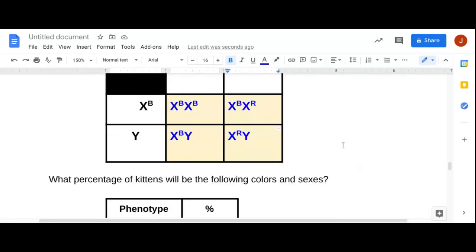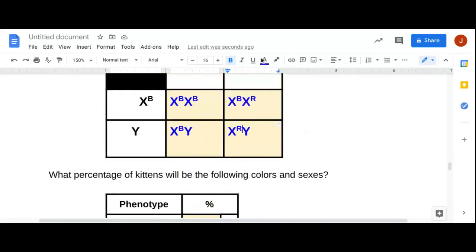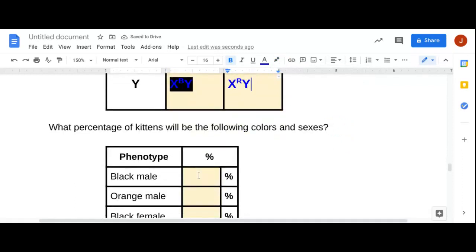There is that. Now that I have my Punnett square filled out, now I'm going to do what percentage of kittens will be the following colors and sexes. First one is black male. Do I have any black males? Well, here's a black male right here. So that's 1 out of 4. So that 1 out of 4 is 25%.